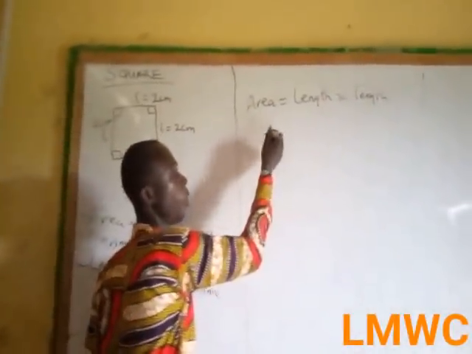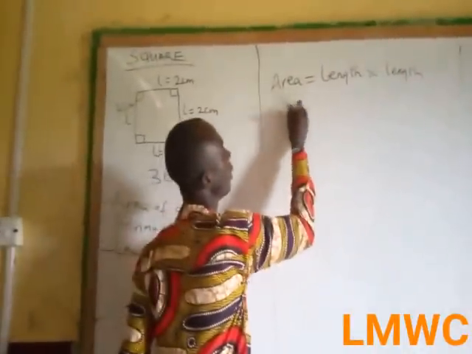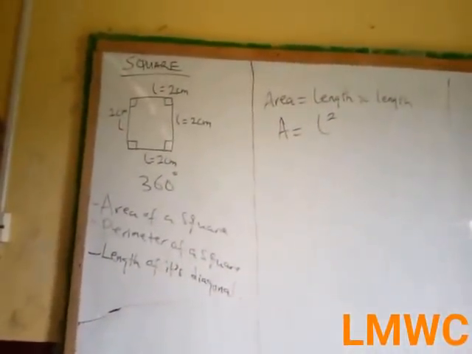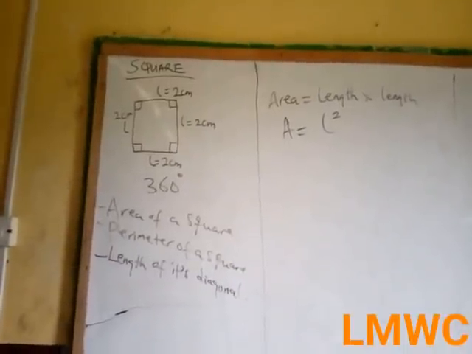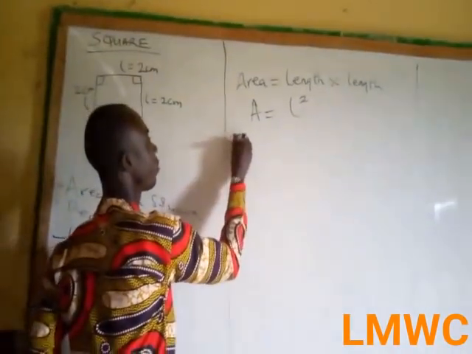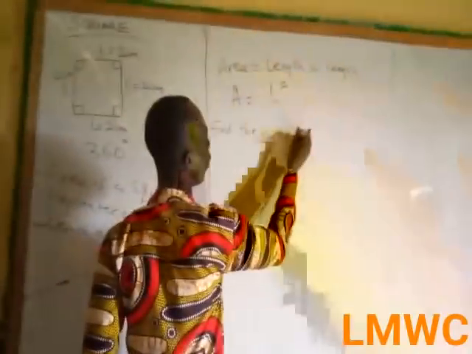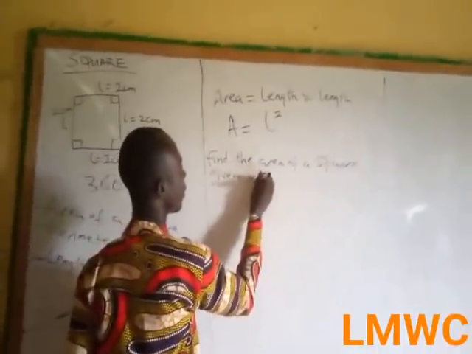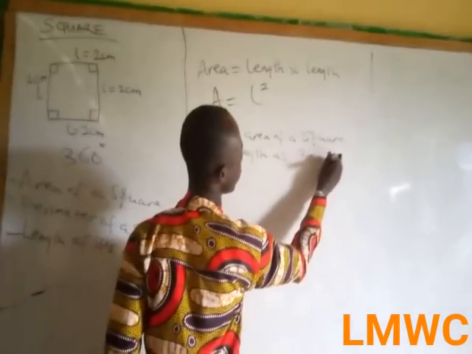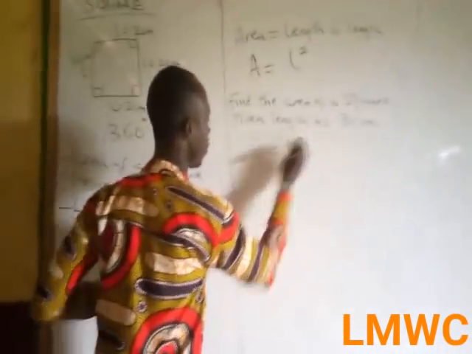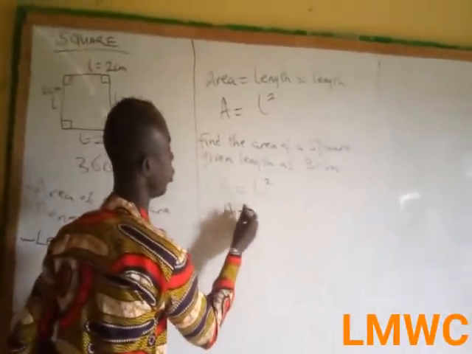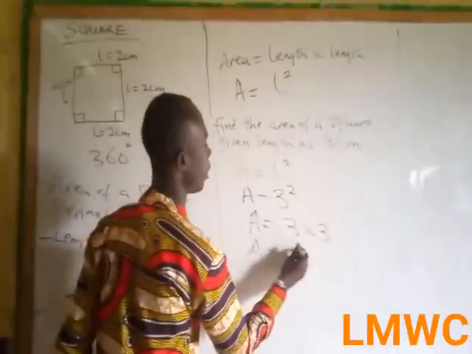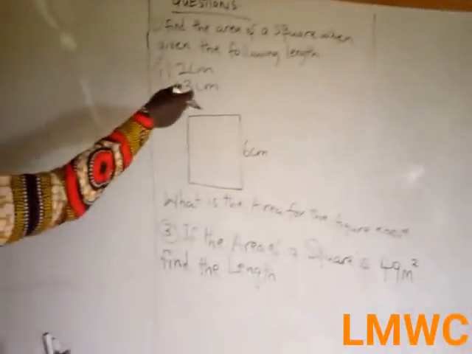So in short, the simplified version is A is equal to L squared, because length times length is equal to L squared. Whenever you are given the length of a square and you are asked to calculate for the area, that's the formula. So find the area of a square given length as 3 centimeters. So the area is equal to L squared, and A is equal to 3 squared. We know 3 squared is the same as 3 times 3. So A is equal to 9 centimeters squared.